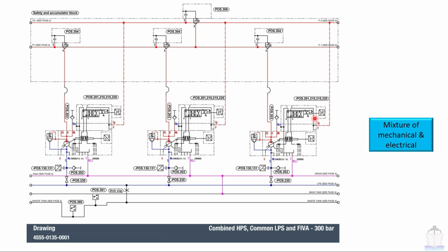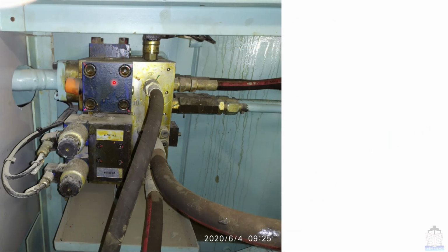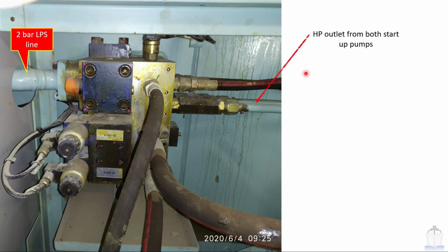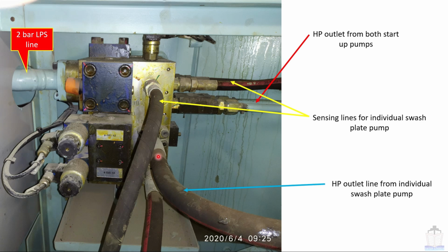Now we are going to see the example of the SP point. This is the safety block. This is the 2 bar LPS line. These two are outlets of both starter pumps, and these three pipes are sensing lines for each individual source plate pump, what we just saw in the previous hydraulic diagram. Here you can find SP written. SP means sensing point. This is the HP outlet from the individual source plate pump.